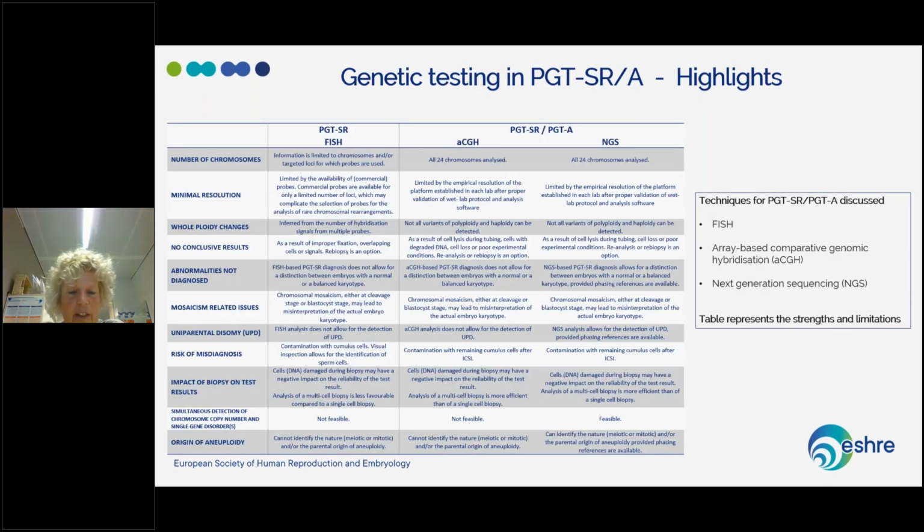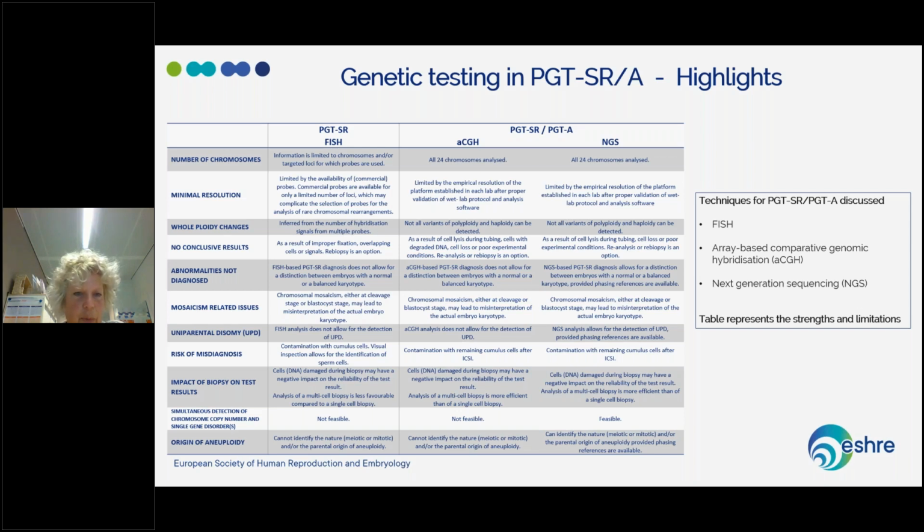So this is my final slide on this paper that highlights the strengths and limitations of the various techniques that are most widely used in PGT-SR and PGT-A. I will not lead you through, just tell you that in the columns you see the various techniques, which are FISH for PGT-SR and array-CGH and NGS for both PGT-SR and PGT-A. And that in the various rows, you see different parameters that have been evaluated.